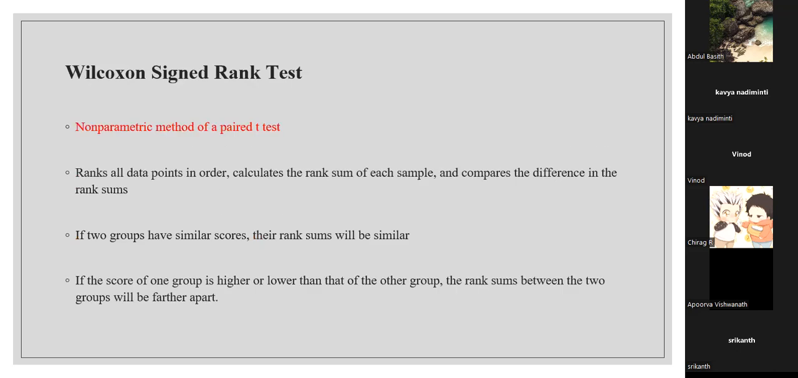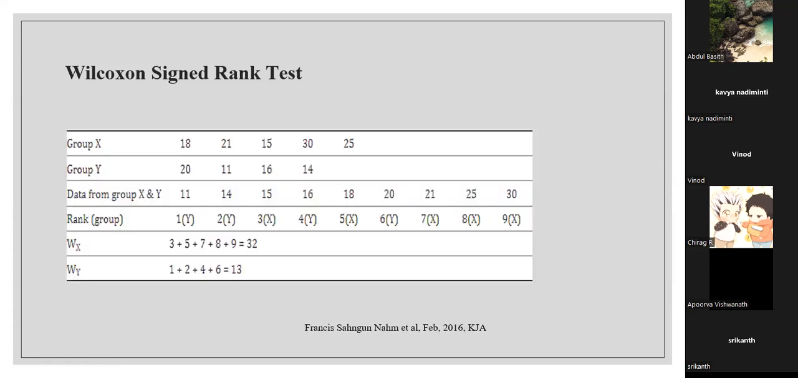And the Wilcoxon signed rank test is a non-parametric test. It ranks all data points in order and calculates the rank sum of each sample, and it compares the difference in the rank sums. If the groups have similar scores, the rank sums will be similar. If the scores of one group are higher or lower than the other group, the rank sums between the two groups will be further apart. Each observation is ranked according to the order, the ranks in each group are summed up, and the sums are compared between the two groups.